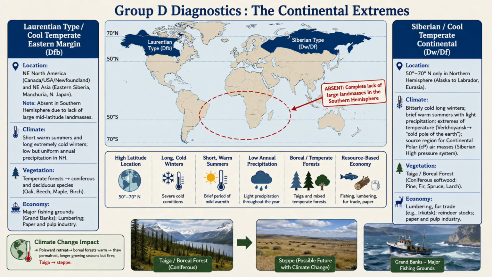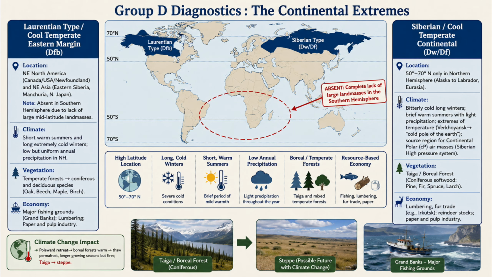Climate: short warm summers and long, extremely cold winters. Low but uniform annual precipitation in the northern hemisphere. Vegetation: temperate forests, coniferous and deciduous species, oak, beech, maple, birch. Economy: major fishing grounds, Grand Banks. Lumbering. Paper and pulp industry.